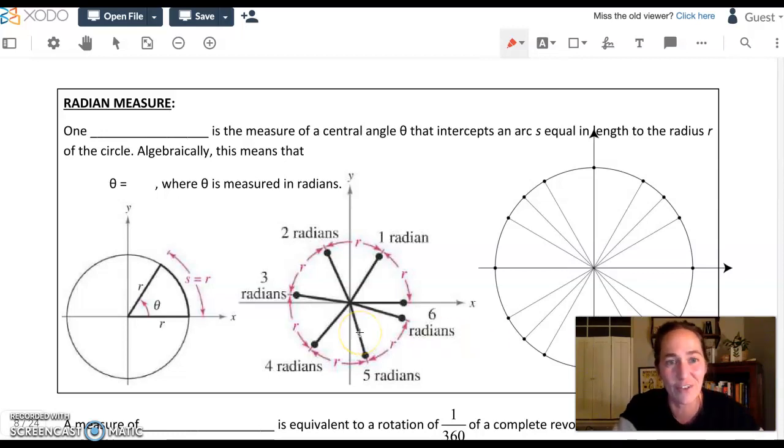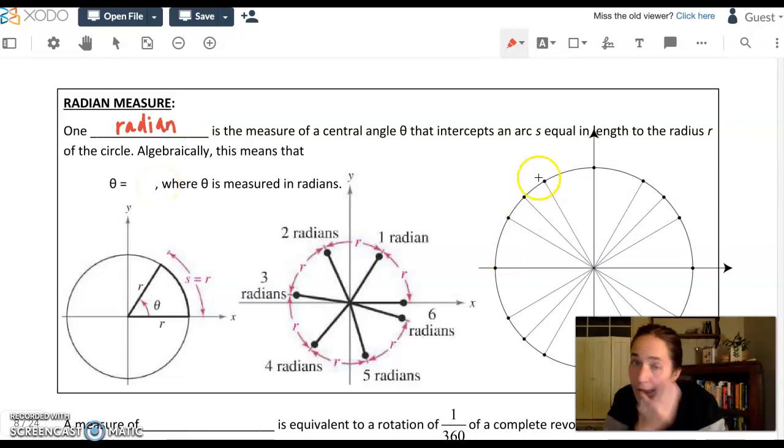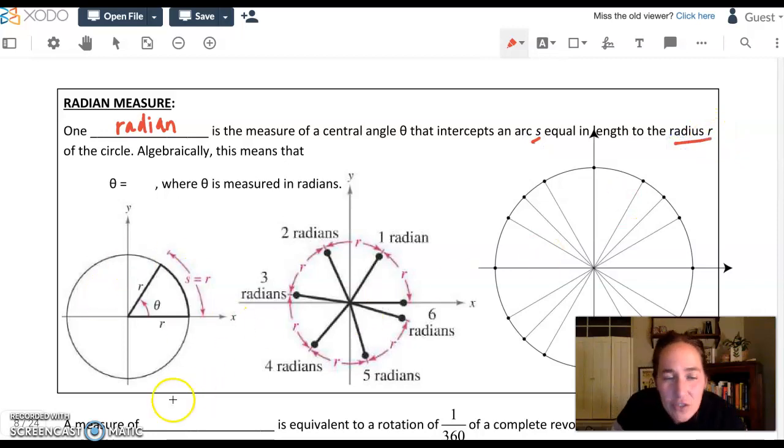So here's where it gets fun. It says, well, what is 1 radian? Well, radian to me sounds like radius, right? The word radius of a circle. So I'm going to write radian in this first blank. 1 radian, it says, is the measure of a central angle that intercepts an arc S equal in length to its radius R. So imagine this circle, and I've got a length of the radius here.